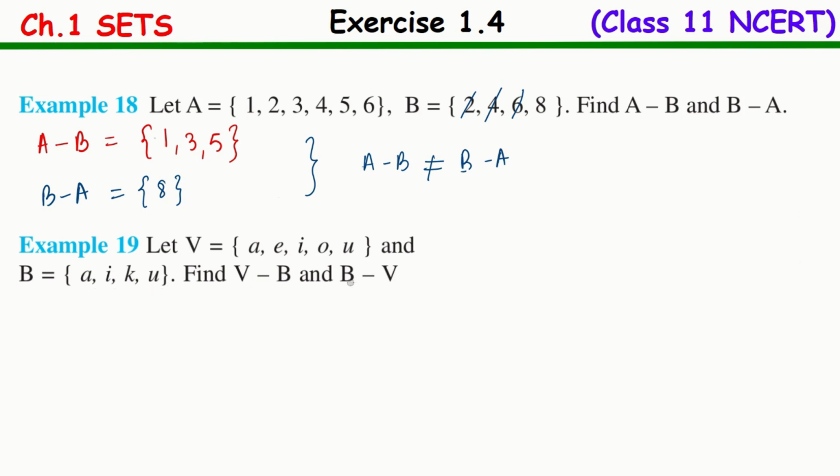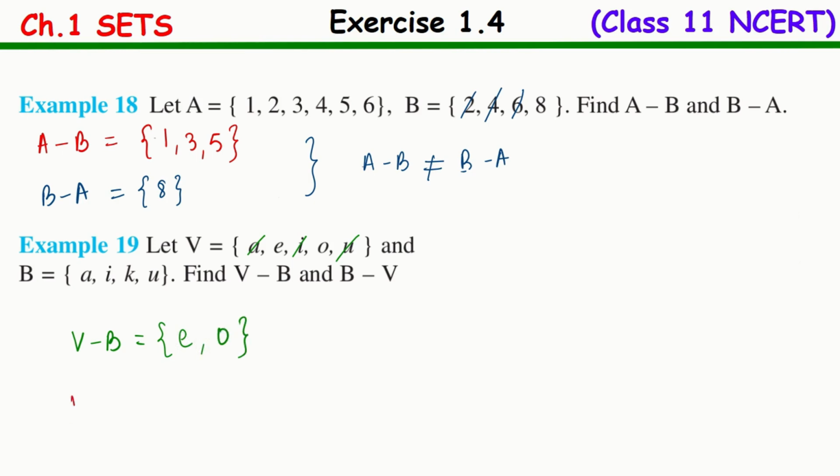Example 19 says that this is V and this is B. Find V minus B and B minus V. First of all, V minus B: we have to remove the elements of B from V. B has A, so we remove A. Then it has I, we remove I. K, we would remove K from here, but it is not present. We remove U from here. So we get E and O.